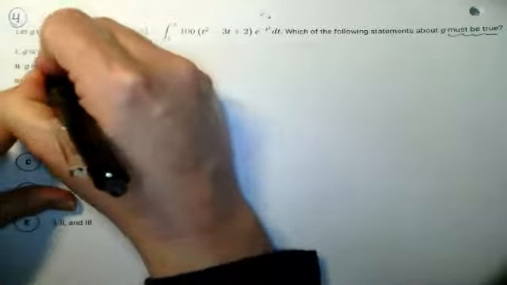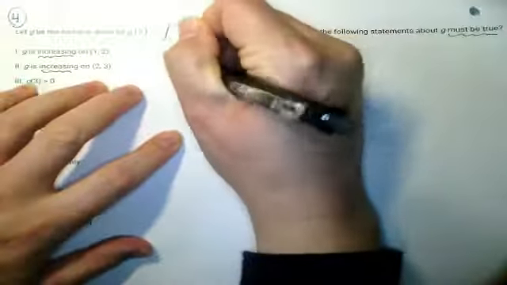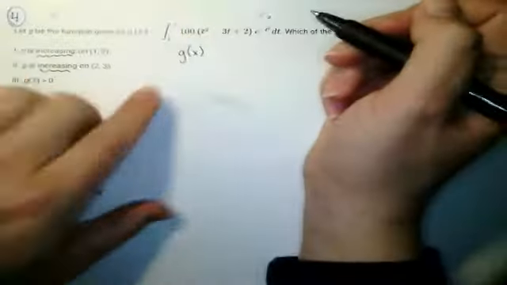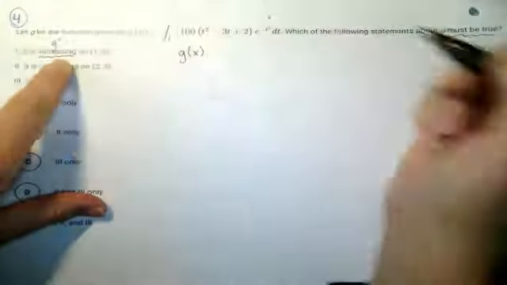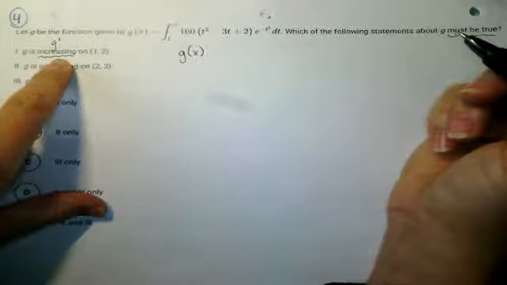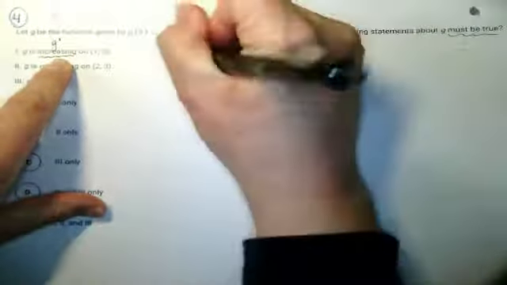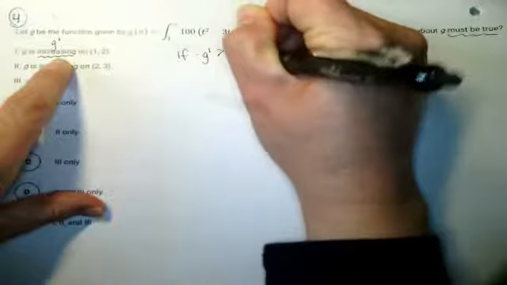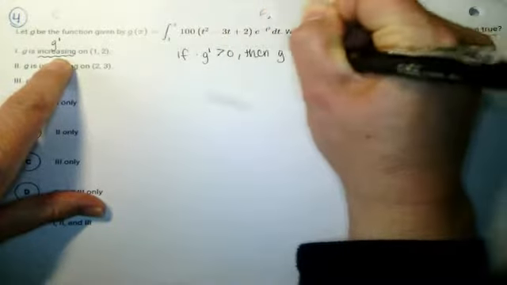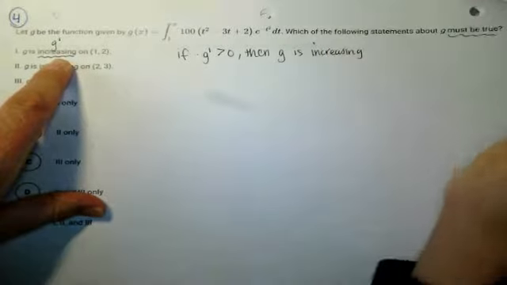This question is also talking about increasing, decreasing intervals. So if I want to talk about increasing for my g function, then I need to look at g prime. If I know the derivative, if the derivative is positive, then I know g is increasing. That's a good thing to write down. If g prime is greater than 0, then g is an increasing function. And that's a good thing to remember.